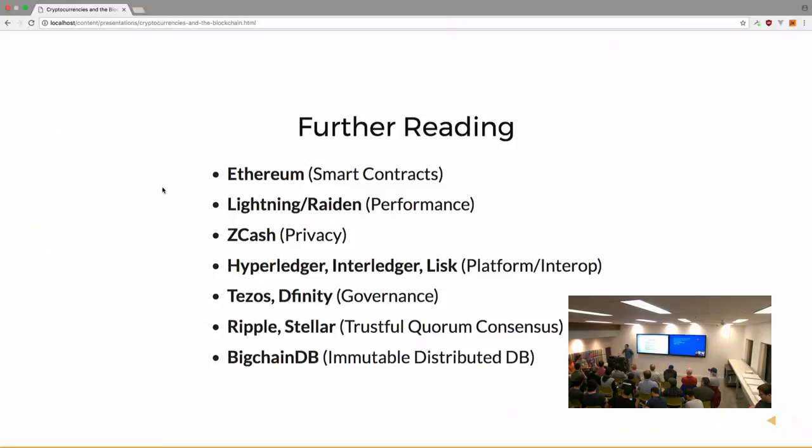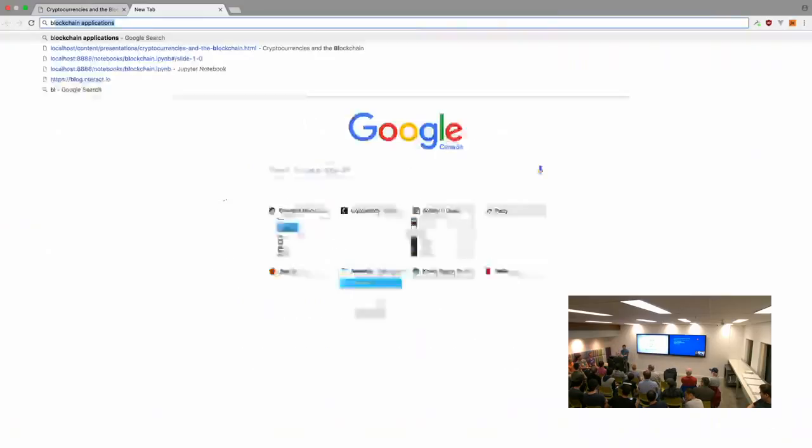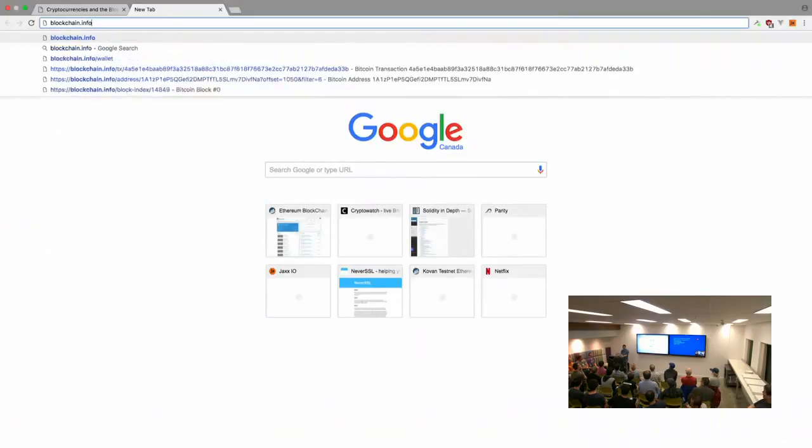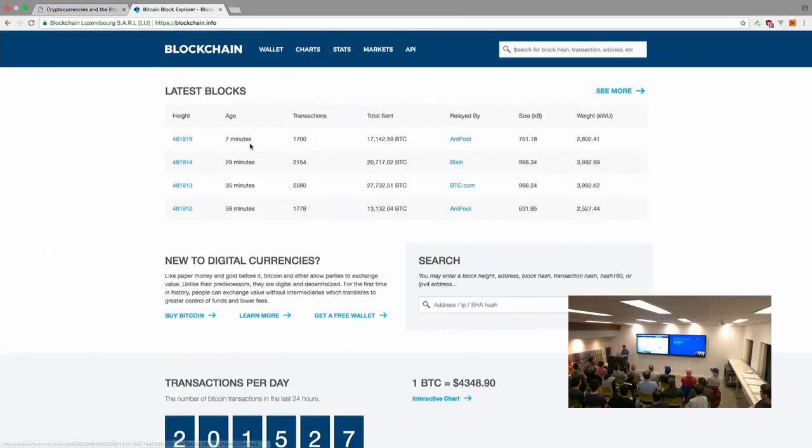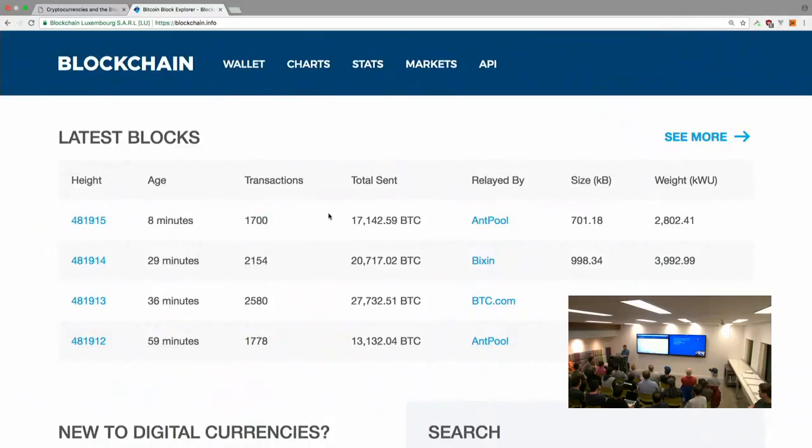When you broadcast a block, normally you can see who broadcasts that block first. And people do monitor it. There's a website called blockchain.info, I think. This shows you all of the blocks. Here's the last block that was found. This was found 7 minutes ago, and it's block number 481,000. Here's how many transactions were included in that block, and here's how many were sent and who relayed it, so who found that block.